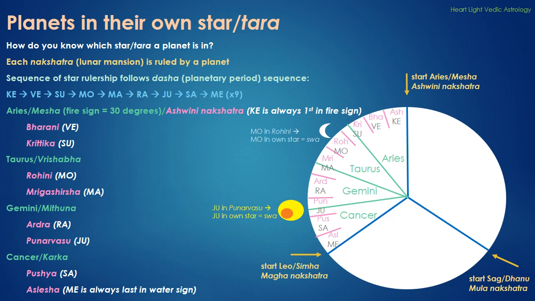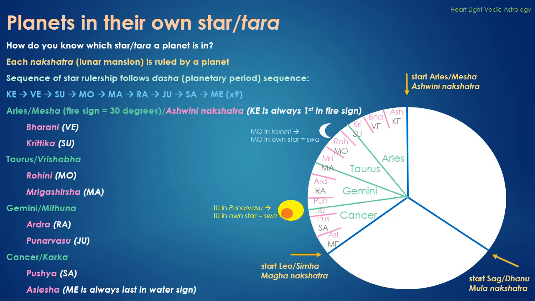Now, Ketu is always going to be the ruling planet for the first nakshatra at the beginning of a fire sign. So Ketu is always first in a fire sign. The opposite is also true. Mercury is always last in a water sign. So if you know your fire and water signs, this can help you. It's like, oh, I'm at the beginning of a fire sign. What's a fire sign? Sagittarius, for example. Oh, the first nakshatra in Sagittarius is Mula. It is also ruled by Ketu. So you can quickly do it in your head.